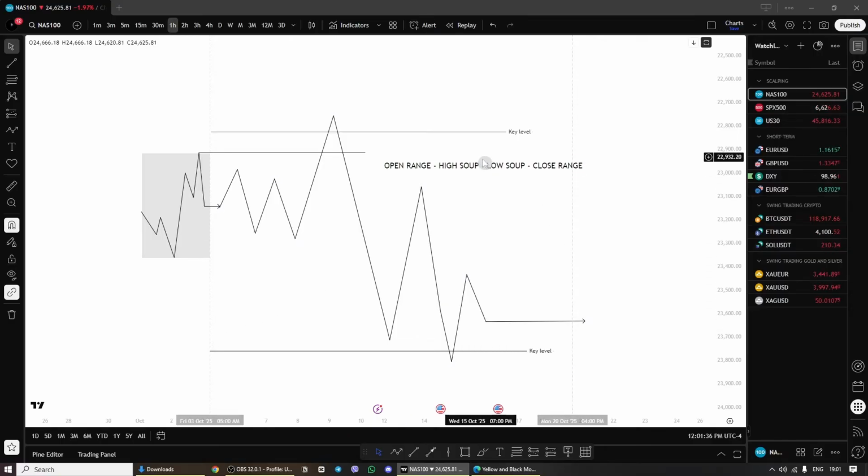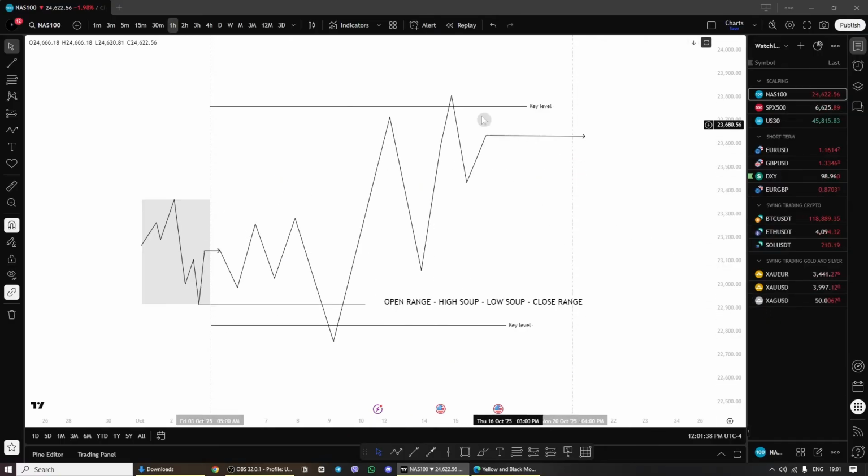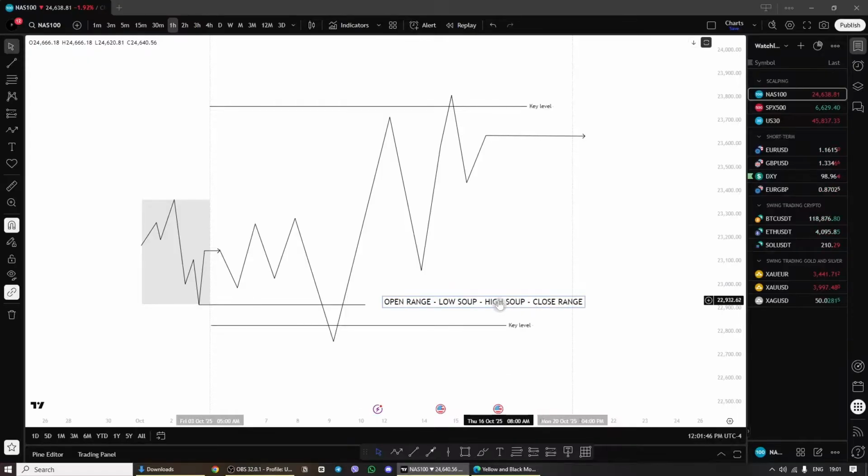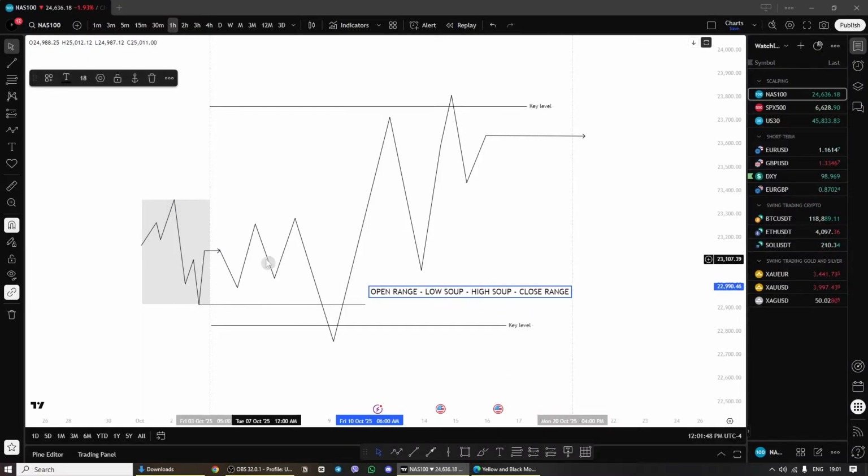I hope you understand this, because this is very crucial for you. And for your screenshots, you can take this: we open the time-based range, we make a sweep of a low into a key level, and we make a sweep of a high into an opposing key level to close the time-based range.